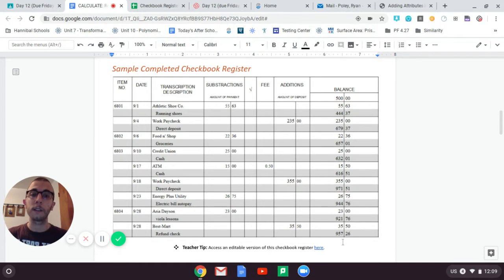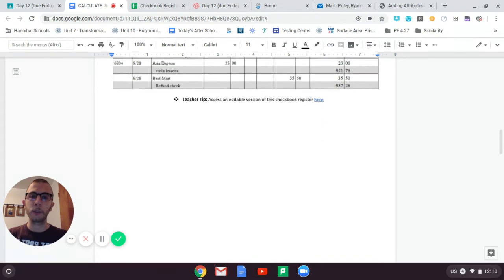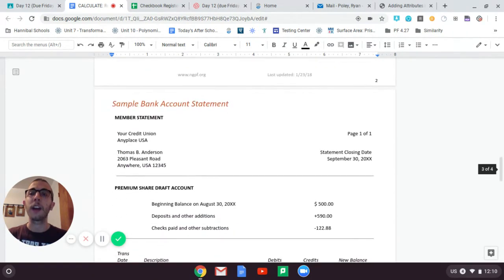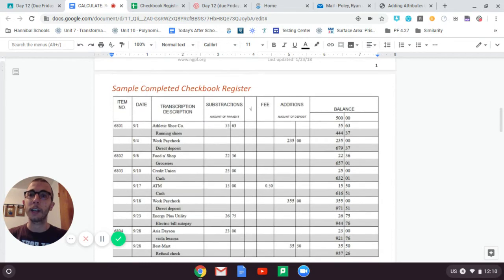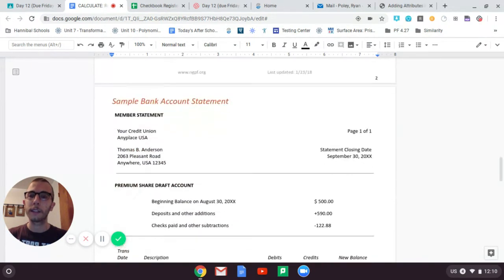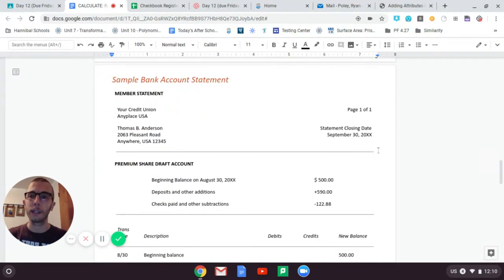Right? As far as this person knows, that is how much money they have in their checking account at this time, according to their records, $957.26. Okay. So on the next page, if we scroll down a little bit more, now we have a sample bank statement. Same person, Thomas B. Anderson. This is Thomas B. Anderson's checkbook register. This is his bank account statement.